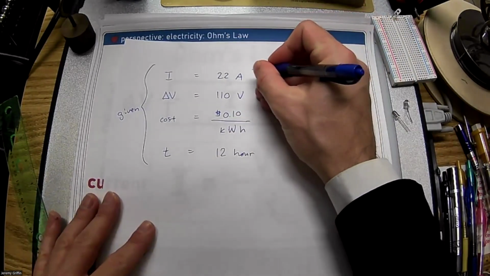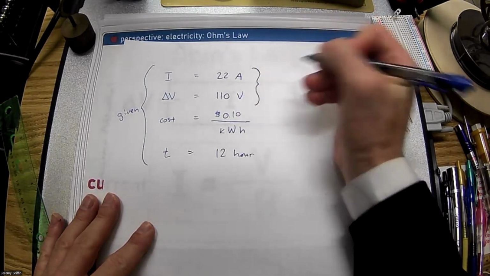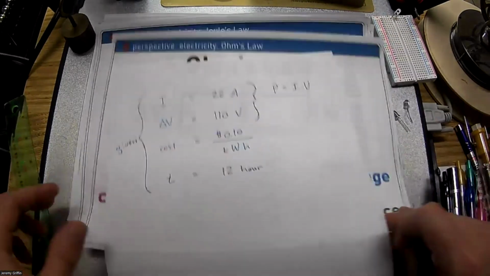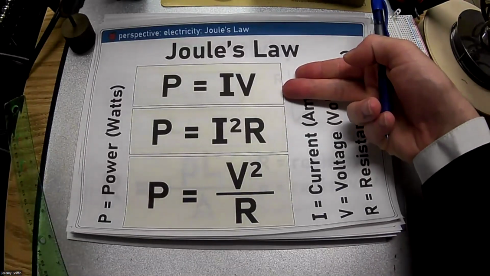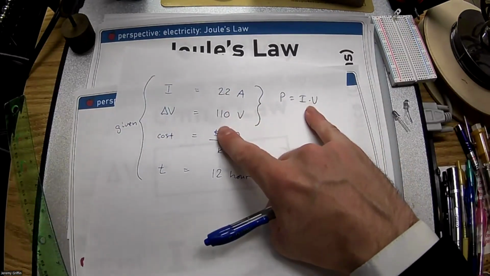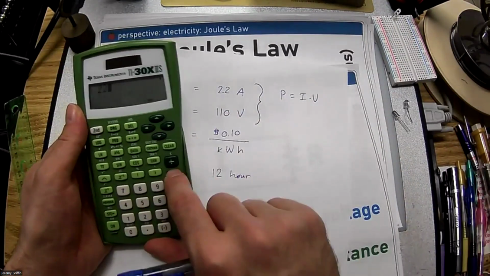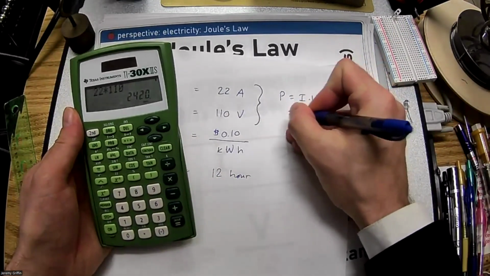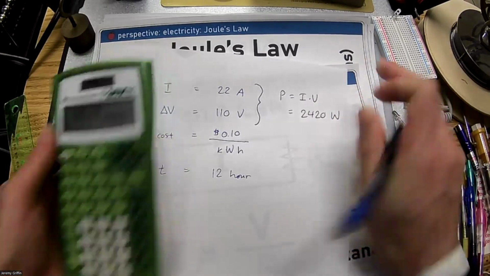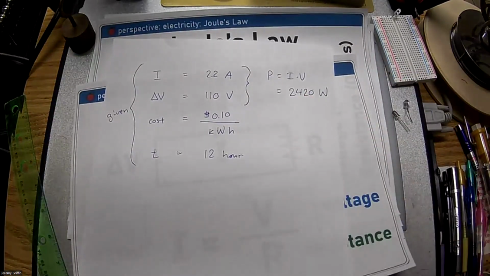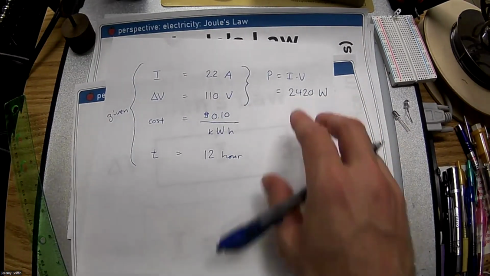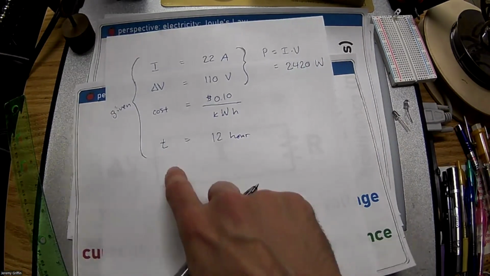Okay. Now your first step is to figure out, well, what is the power in watts? So you know, power is current times voltage. That is Joule's law right there. Let's take this current, 22 amps, multiplied by this voltage, 110 volts. 22 times 110 is 2420 watts. Right, so you guys got 2420 watts. Now, you guys know 1 watt is 1 joule per second. So I'm drawing 2,420 joules per second. Now we're going to do that for 12 hours.